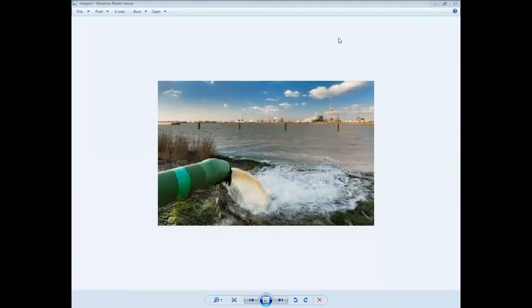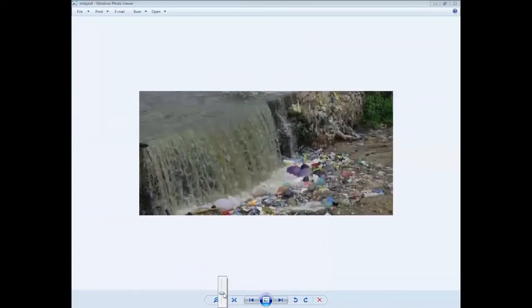People also pollute water by dumping garbage in the water, which makes it dirty. Water also becomes polluted by sewage, oil, and chemical spills from the different industries and ships.